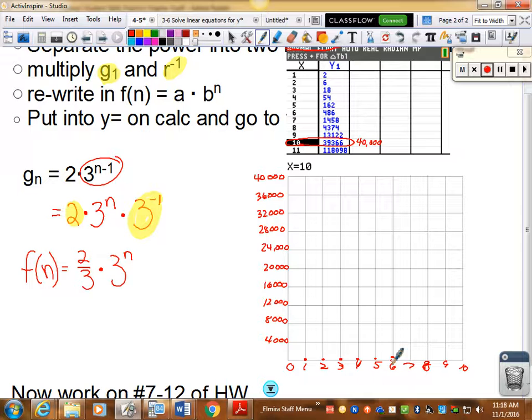Okay, so 7 says 1,458. Well, that's about, I don't know, a third of the way up. And then 4,374 is finally above there. 9 is 13,000, so let's see, here's 12,000, 13,000, right about there, sure. And then the 10th one is almost to the 40,000 height. Again, do not connect.